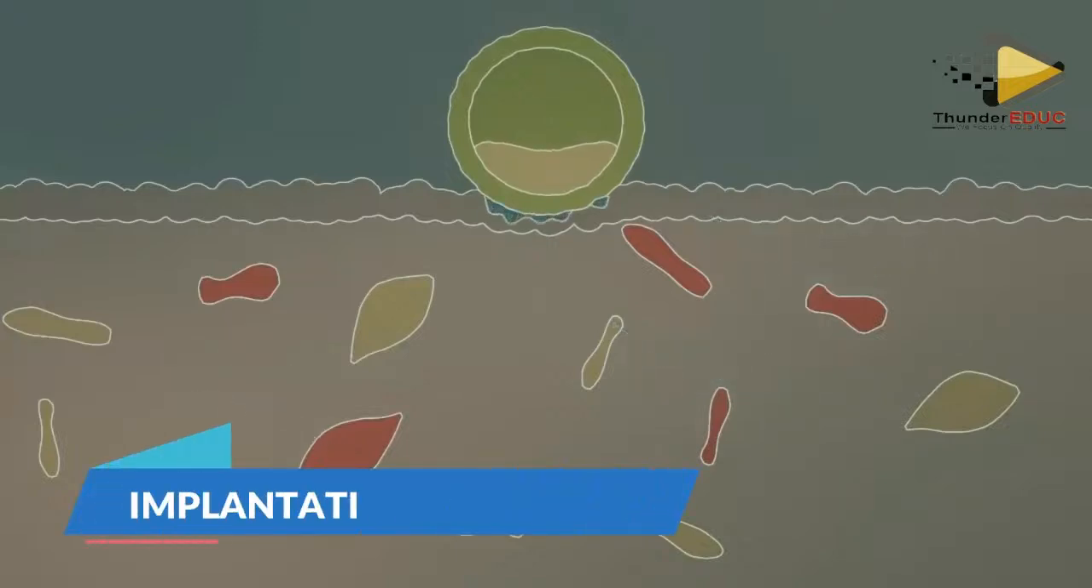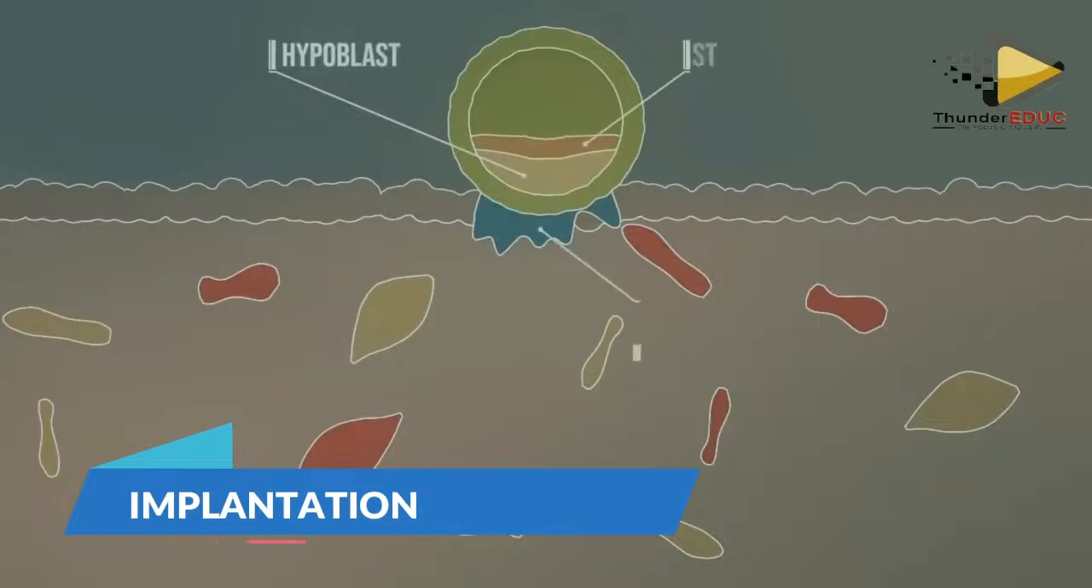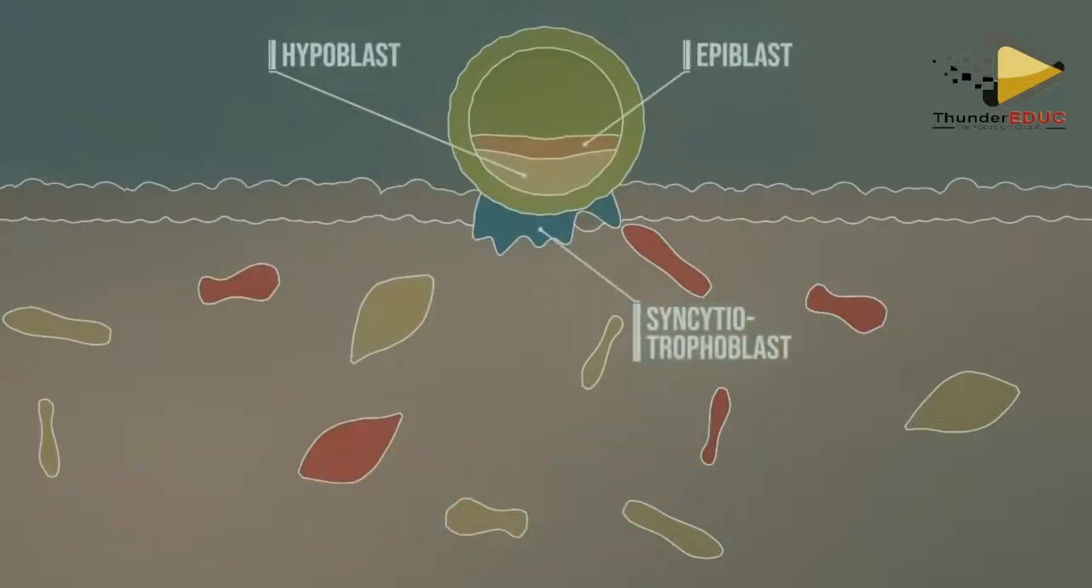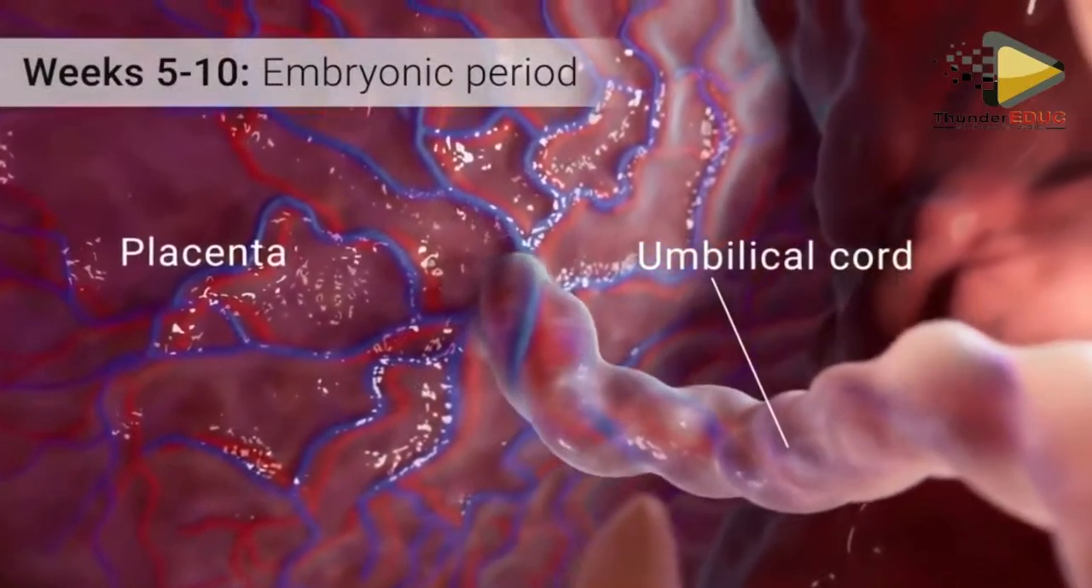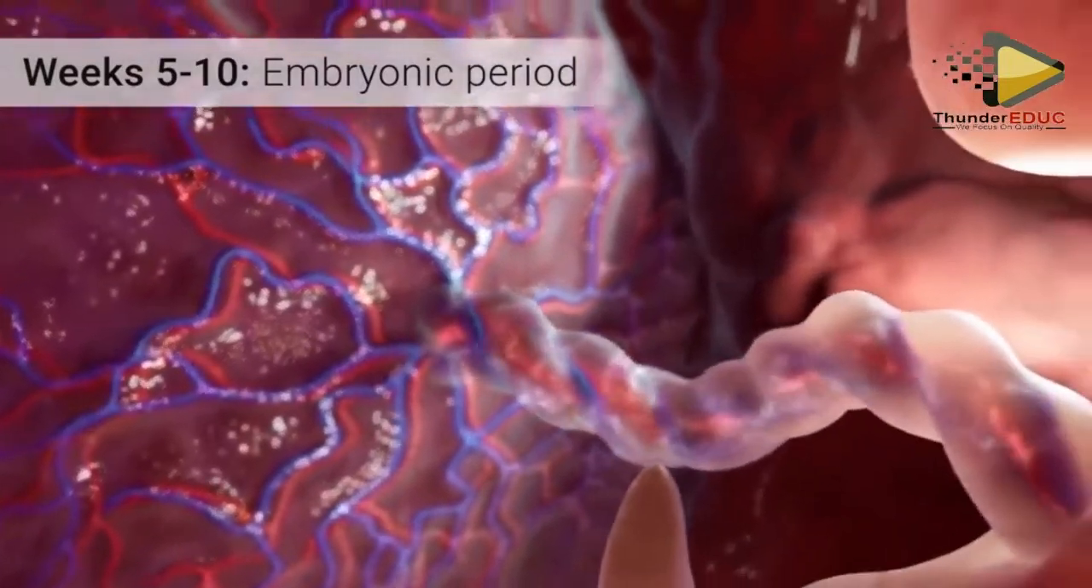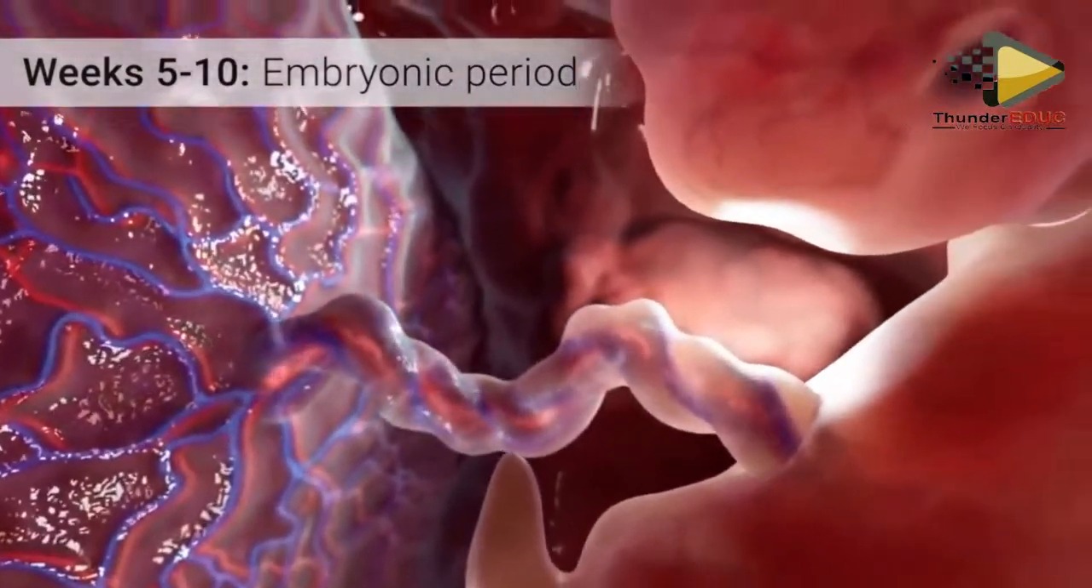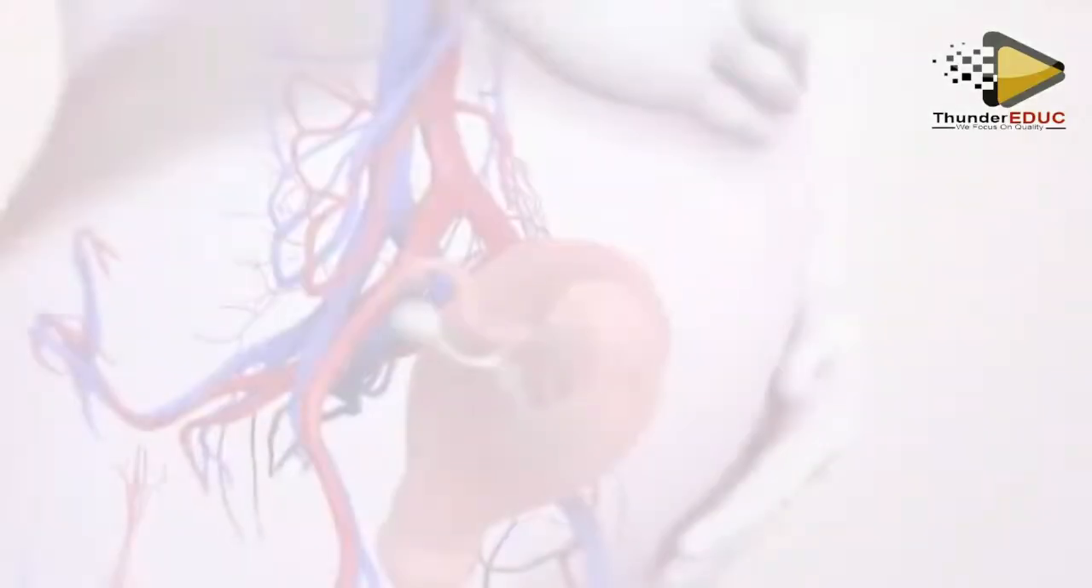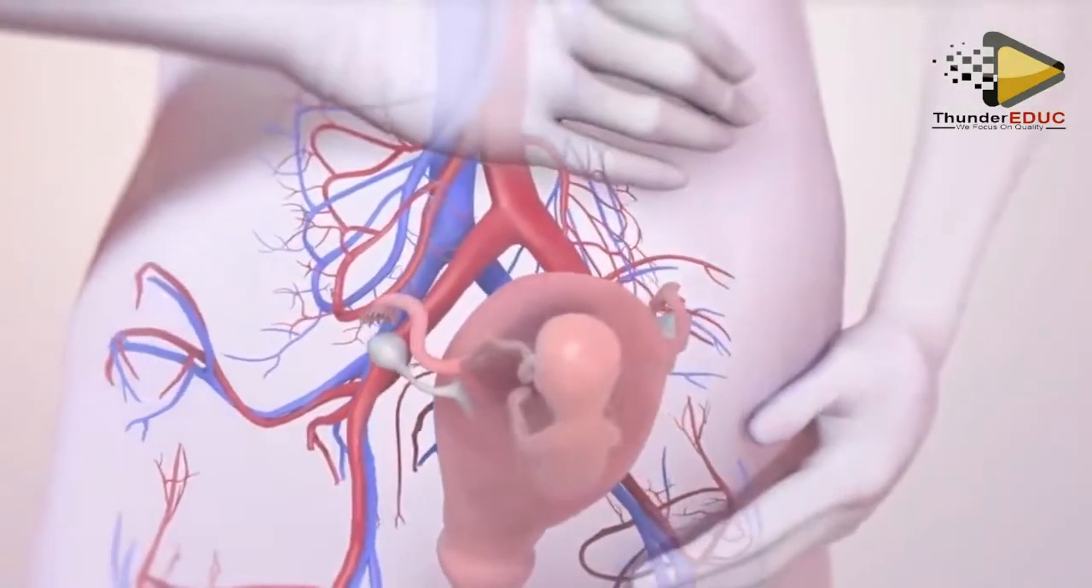Implantation occurs using the outer membrane called chorion, forming finger-like projections called chorionic villi, forming the placenta afterwards.